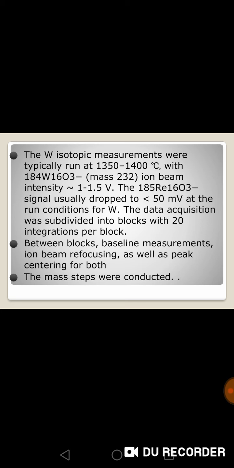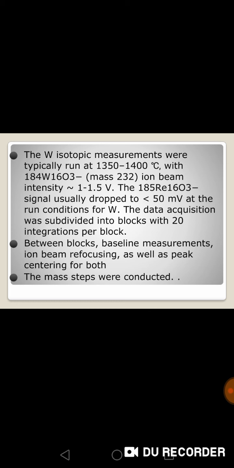With the 184 tungsten oxide isotope, whose mass is about 232, the ion beam intensity which is going to be released is 1 to 1.5 volt, and then the 185 Re oxide signal usually drops to less than 50 millivolt at the run condition of tungsten.